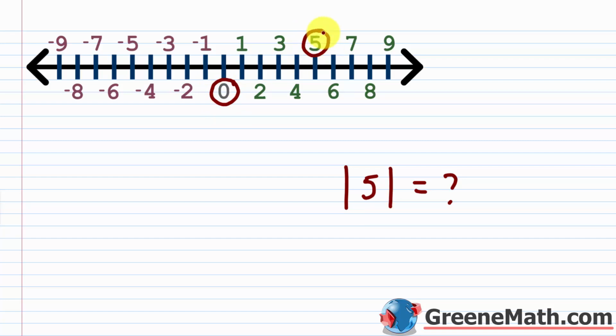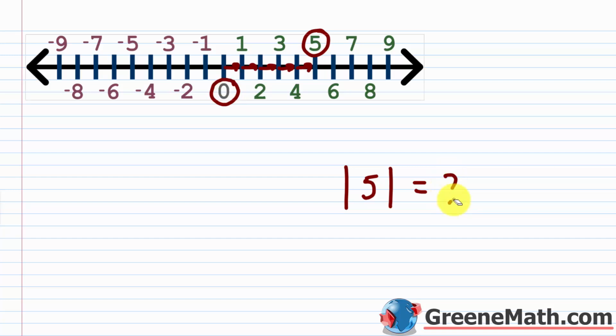We know with any positive number, it's just the number, right? So 5 would be 5 units away from 0, and we can show that. It's 1, 2, 3, 4, 5, right? And it doesn't matter that I started at 0 and went to 5. I could start at 5 and go to 0. We're not measuring anything to do with direction. We're measuring the distance, okay? That's what we're focused on.